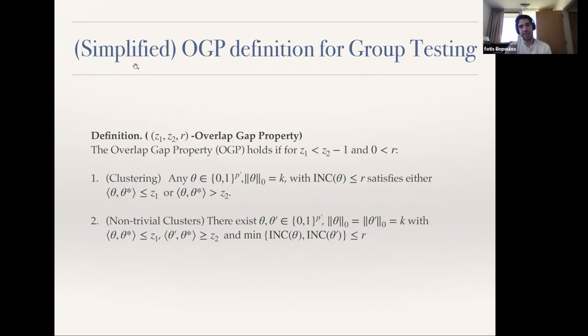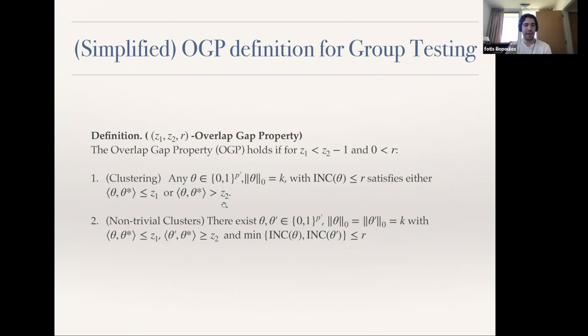And the reason that I'm saying that this is a simplified version of the OGP is that, at least in our paper, there is a third element here that says that if you want to go from one cluster to another, then you should go through vectors that have a high number of inconsistencies. But I didn't want to confuse you here. Okay.